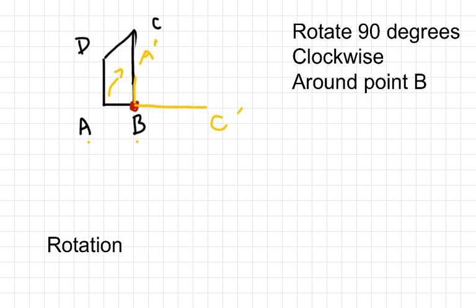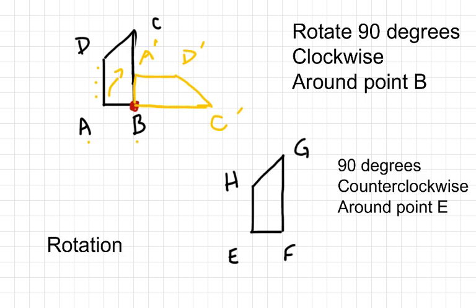Now I can figure out where D is going to go. From A to D used to be a vertical line, so now it's going to be horizontal. It's 1, 2, 3 spaces in length. So my line from A prime to D prime is going to be horizontal, and it's going to be 1, 2, 3 spaces in length, and so that's where D prime is going to go, and then I can finish the figure by connecting those dots. And I've rotated A, B, C, D 90 degrees clockwise around point B.